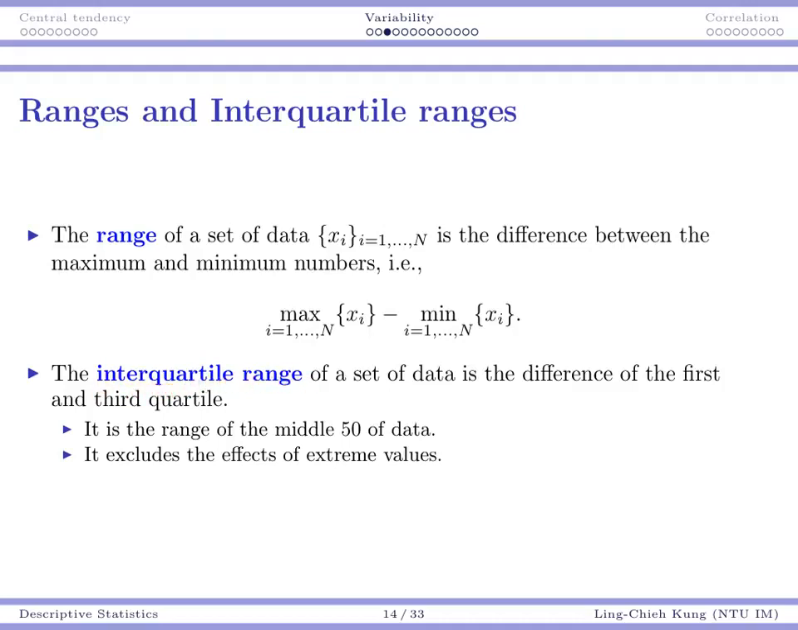That's something very similar to range, but it talks about the difference of the first and the third quartile. Or you can say that it's the range of the middle 50% of data. Okay? This is sometimes more useful because it excludes the effects of extreme values. Okay, so both these two measurements are quite simple and intuitive. When these are larger, we say data is more variable or more dispersed.